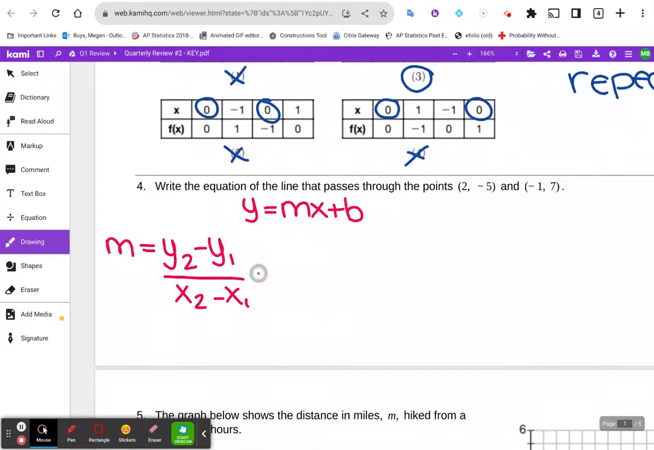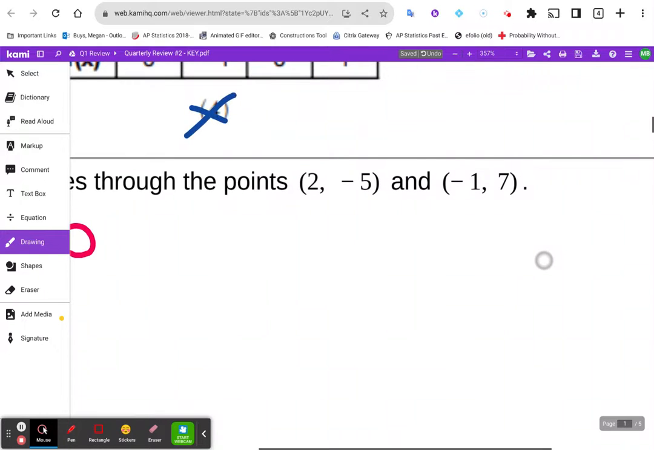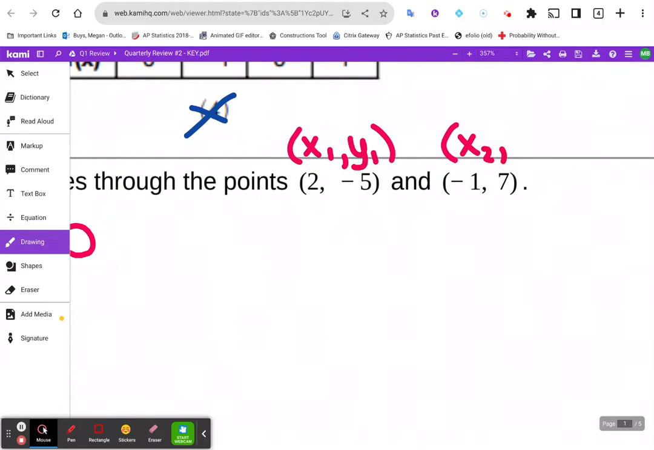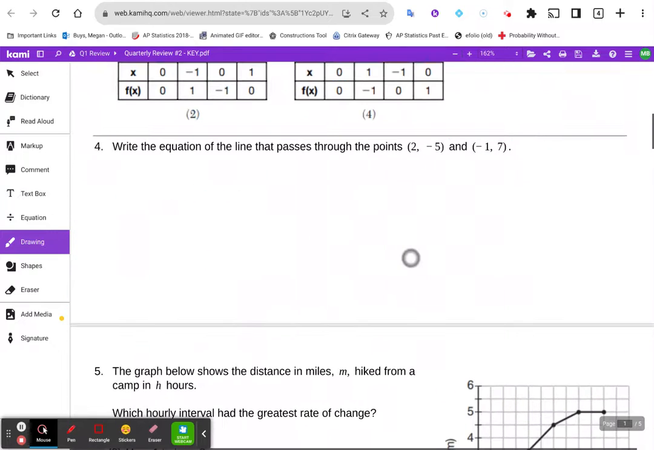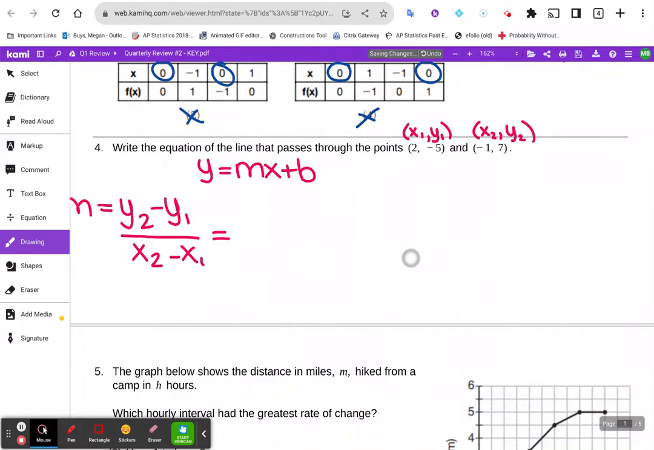I'm plugging these points into my calculator, but I want to make sure you can go ahead and label them if it's easier for you, x1 and y1, x2 and y2. It doesn't matter the order in which you do this, but you have to know that x and y always go as a package deal in the parentheses. So I'm going to take 7 and I'm going to subtract a -5.